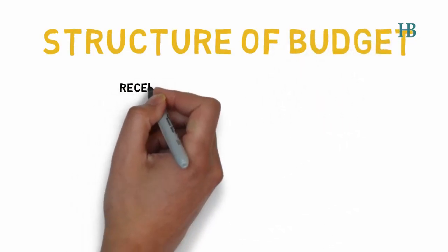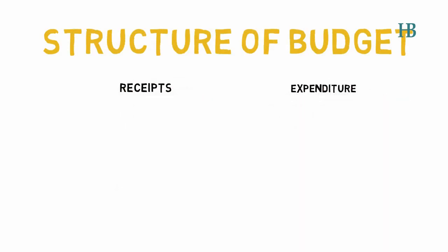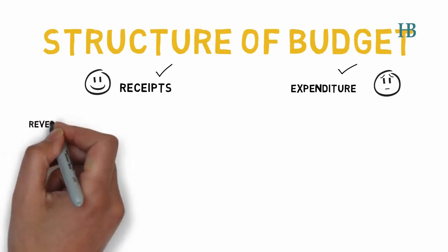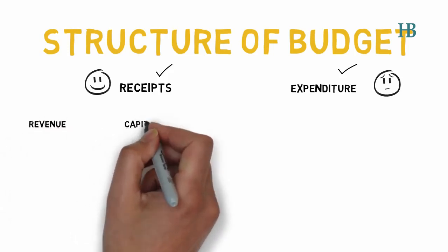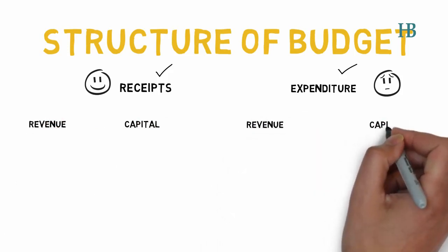Now, the budget is divided into two parts, primarily receipts and expenditure. In receipts, money comes to the government from various sources, and in expenditure, the government spends this money on various programs. So in simple layman's language, we can say receipt is where money comes in, and in expenditure money goes out, right? These two are divided into revenue and capital: revenue receipts and capital receipts, revenue expenditure and capital expenditure.